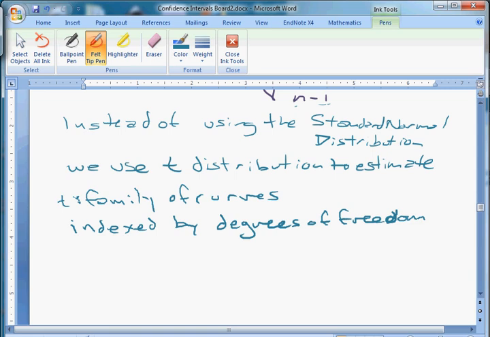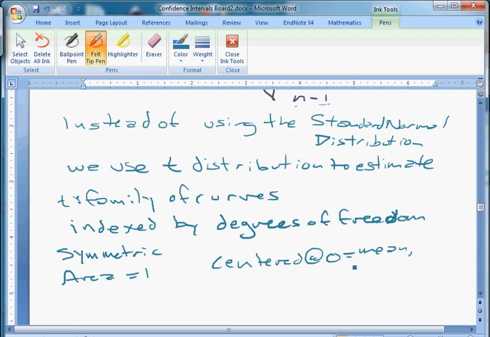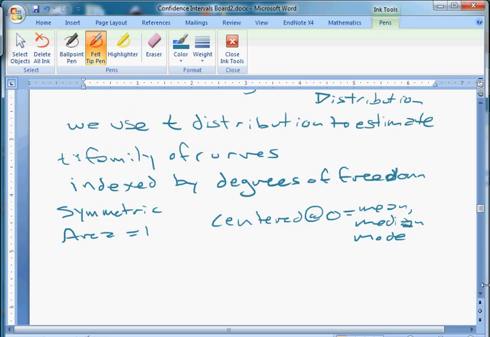What else? Well, it has some properties that are nice. It's symmetric, just like standard normal. The total area is 1. It's centered at 0, which is the mean, the median, and the mode. And so it has a lot in common with the standard normal distribution. We use it in similar cases. And this is what it looks like.